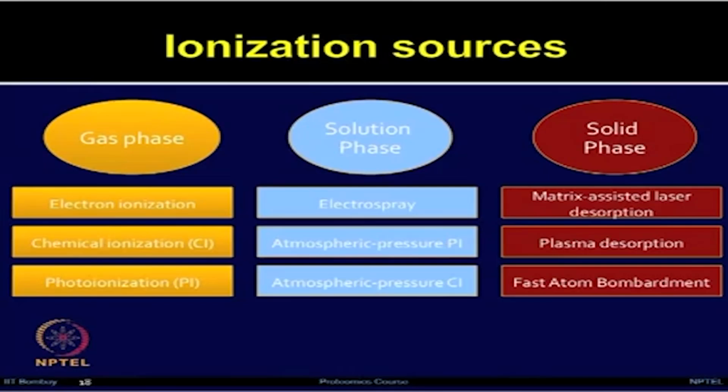With the gas phase, electron ionization, chemical ionization and photoionization are the more commonly used ionization sources. With solution phase, electrospray, atmospheric pressure ionization and atmospheric pressure CI are the more commonly used sources. With solid phase, MALDI or matrix assisted laser desorption ionization, and plasma desorption are the more commonly used solid phase ionization sources.